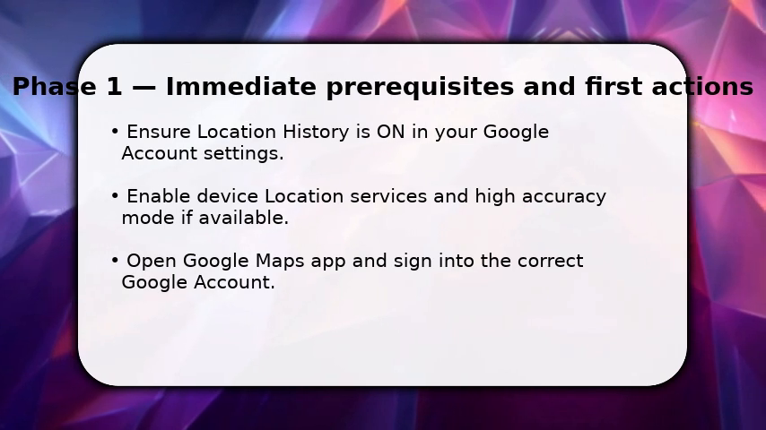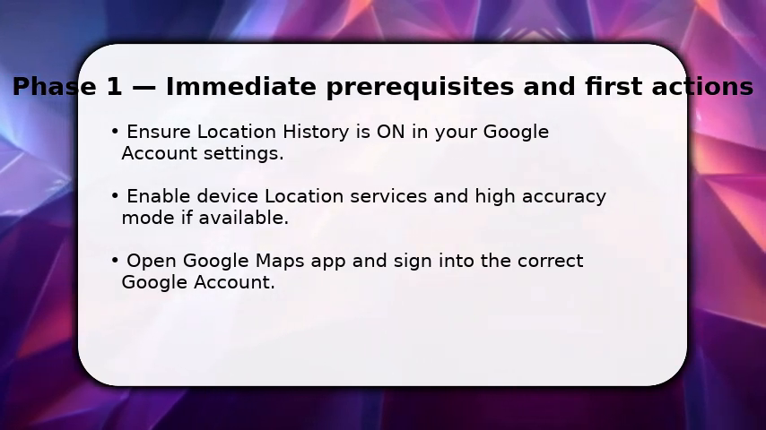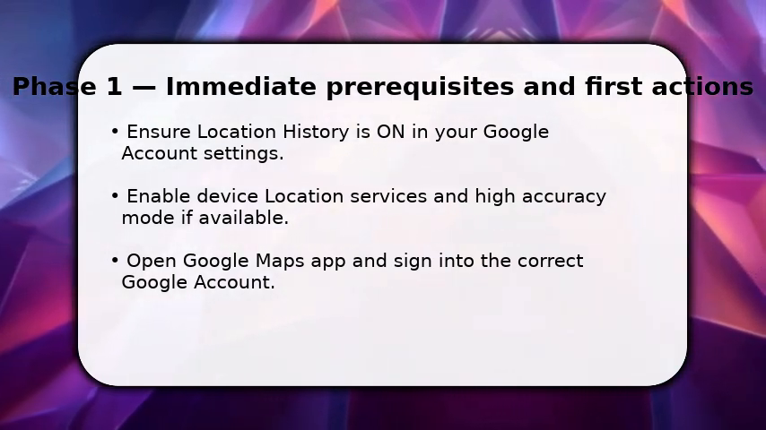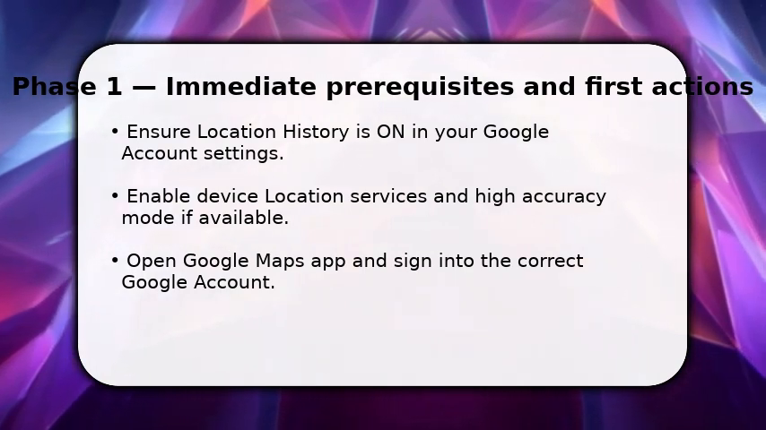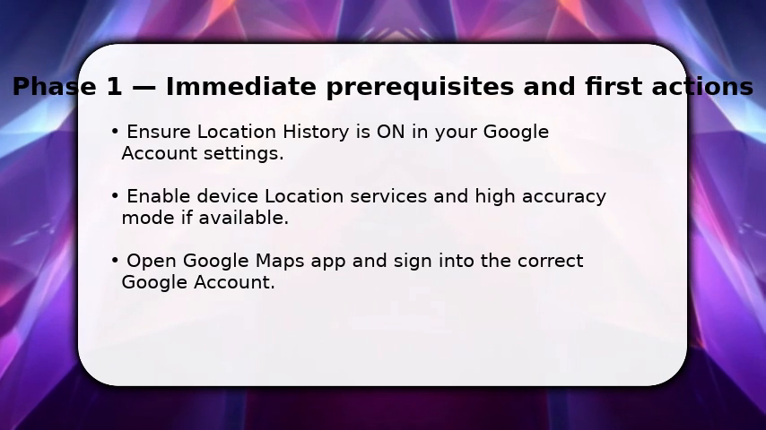Now tap your profile avatar in the top right, then choose your data in Maps to find timeline controls. Doing this early prevents missing data later and ensures your device is recording places.